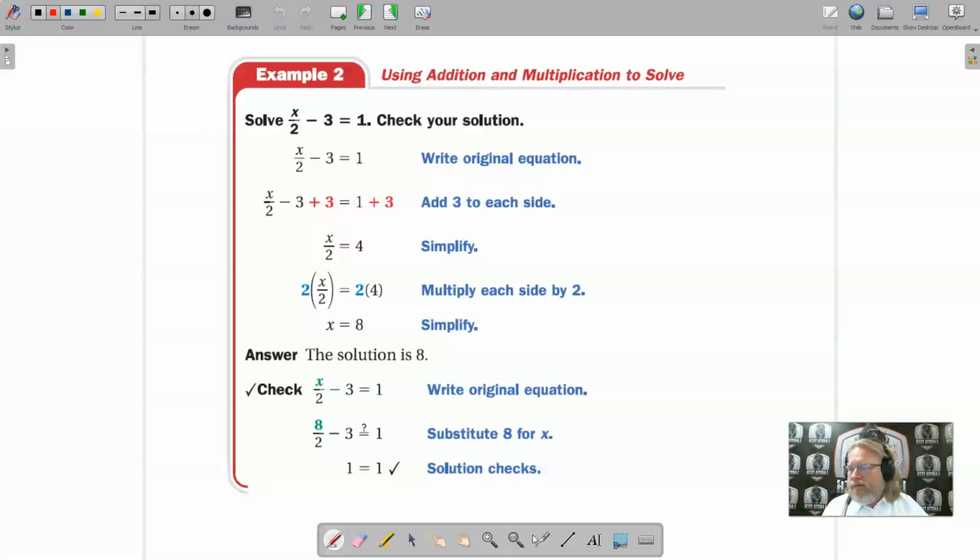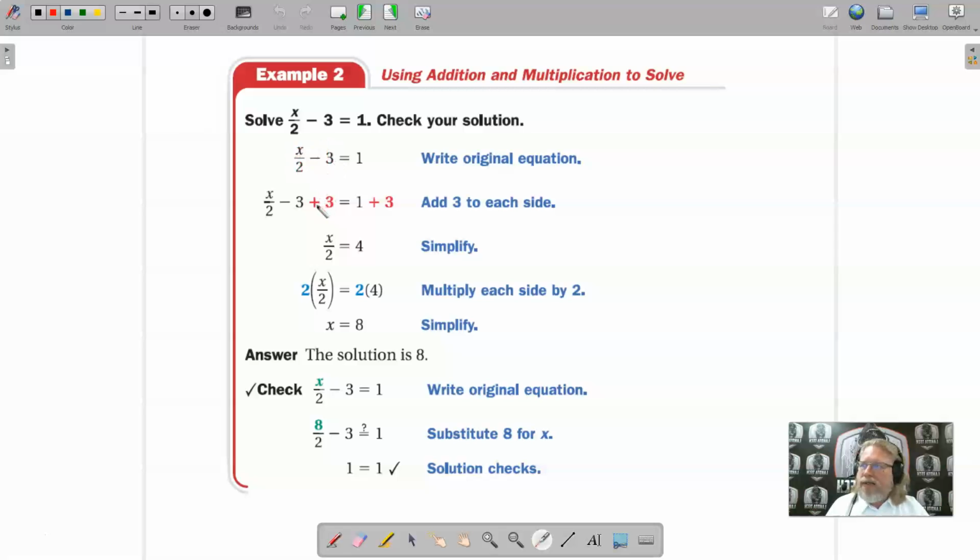So we start off with x over 2 minus 3 equals 1, or this is x divided by 2, correct? So the operation is division. But before we can go ahead and get rid of the 2 that's tied to the x, we first have to deal with this minus 3. So the 3 is tied to the x over 2 by subtraction.